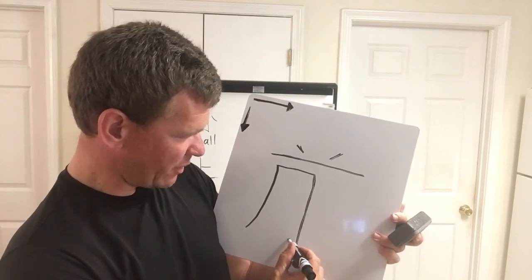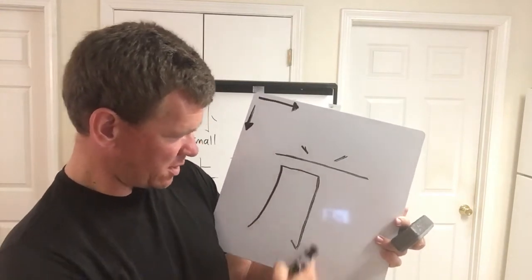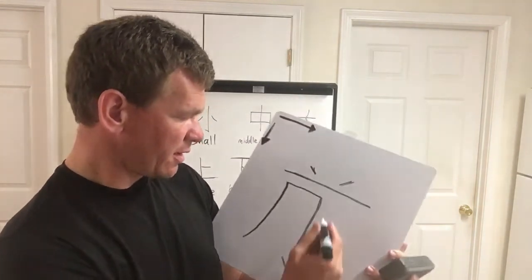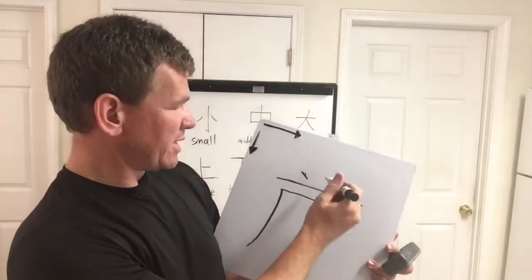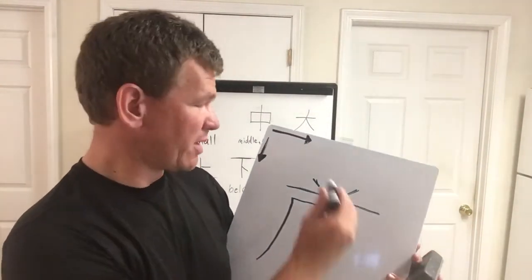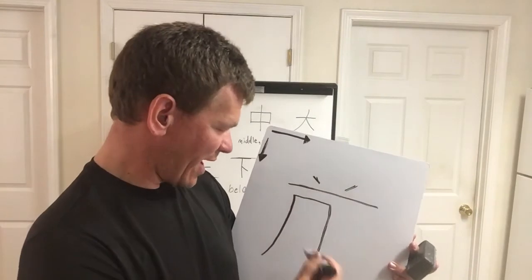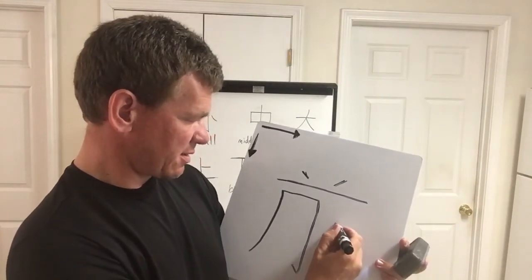So you're really making 3 lines. 1, 2, 3. All right. Now where were we? We're on number 6, right? 1, 2, 3, 4, 5, 6.